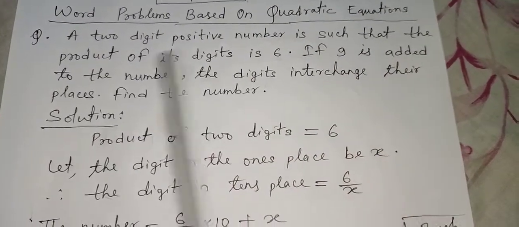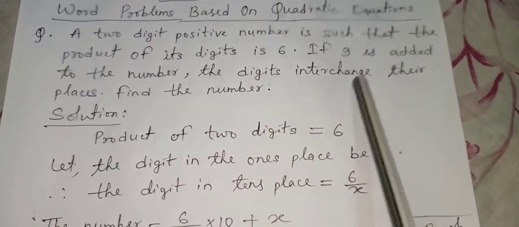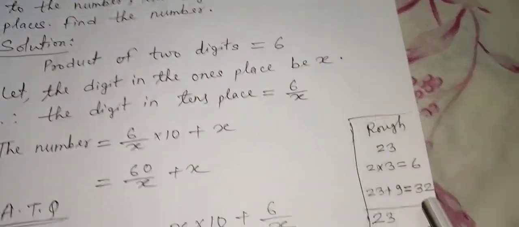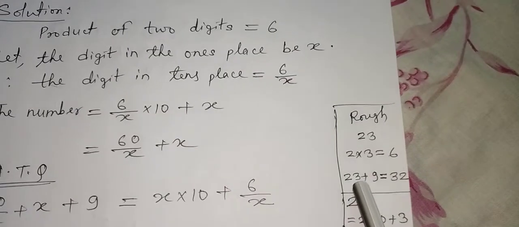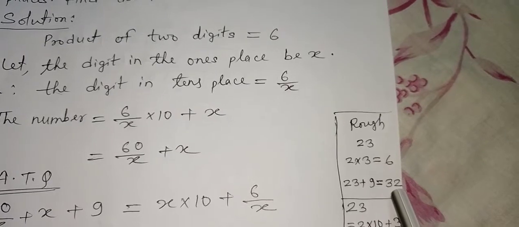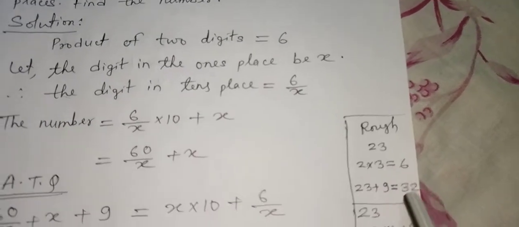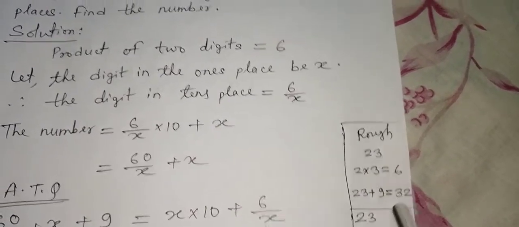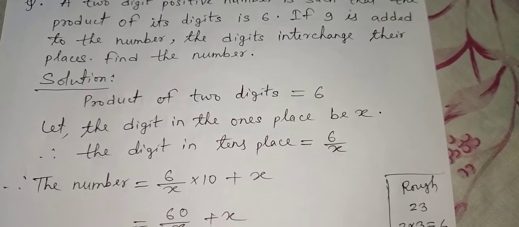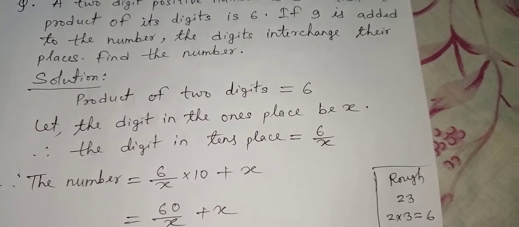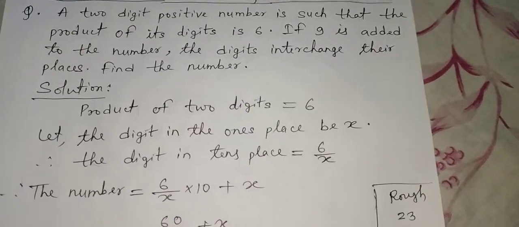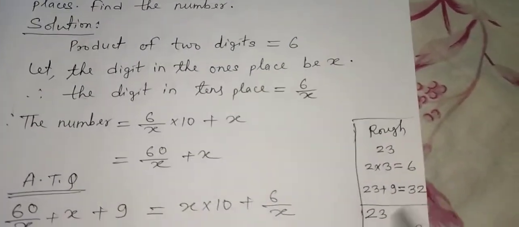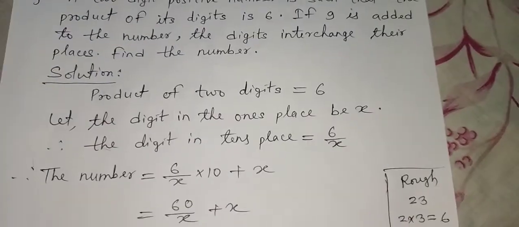And if 9 is added to the number, the digits interchange their places. Suppose the number is 23, and if you add 9 to it, the result is 32. You can see 23 has become 32. That means ones became tens and tens became ones here. This is called the digits interchanging their places. So 23 has become 32. So now find the number. Actually we know the answer. The answer is 23. But you cannot do it like that.